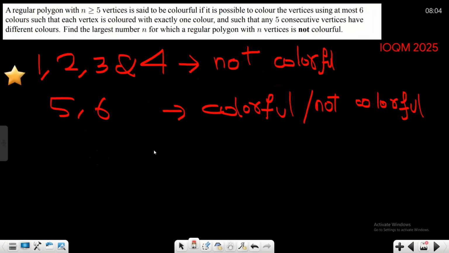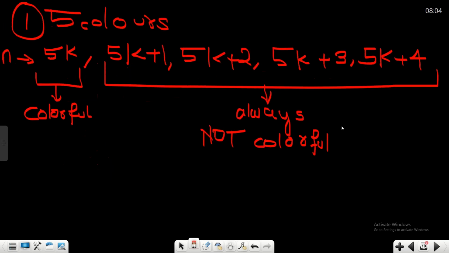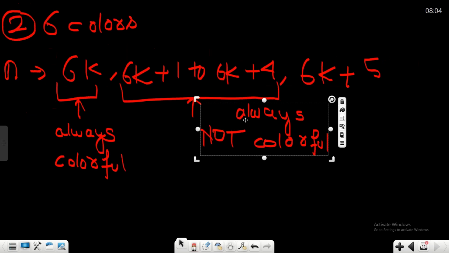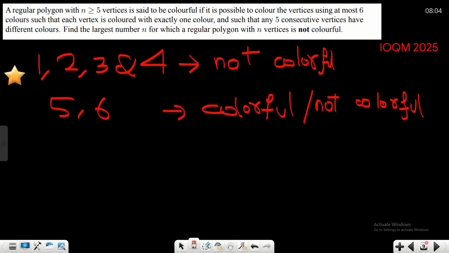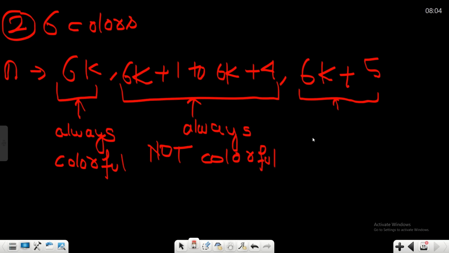Same logic, I have applied a star over here. It is always not colorful. And if you use n as the 6k plus 5 form, it is always colorful. Why? The same logic over here as well. So let me mark this also with a star. So 6k plus 5 is always colorful as well.